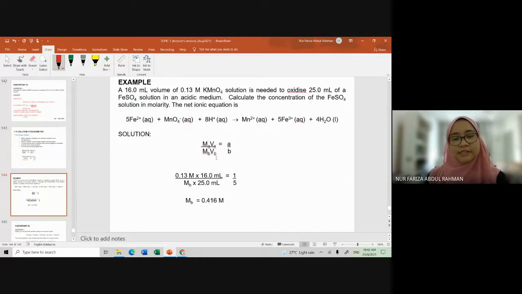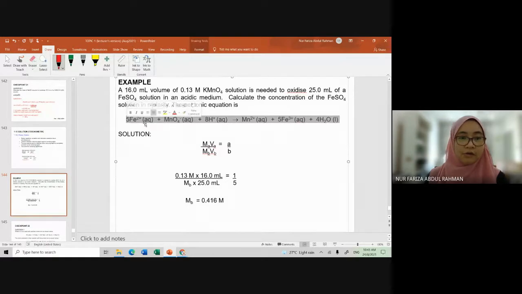Okay, all right, so we can still use MAVA over MBVB is equal to A over B. So this is an example of a question. As you can see, we have the equation involved. Okay, so you can use the formula or you can also use the dimensional analysis method or your conventional method, but make sure you tailor it: 5 moles of iron 2 plus will react with 1 mole of manganate ion, if you go for your conventional method.